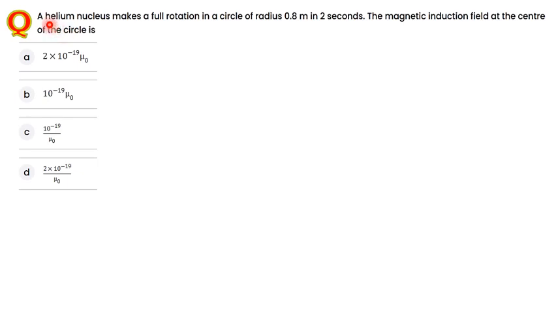Important: see here, the helium nucleus, already they have mentioned this is a helium nucleus. Helium means there are two electrons in the outermost orbit, and it makes a full rotation in a circle of radius 0.8 meter. So the charged particle, the helium nucleus, will take a full rotation in 2 seconds.